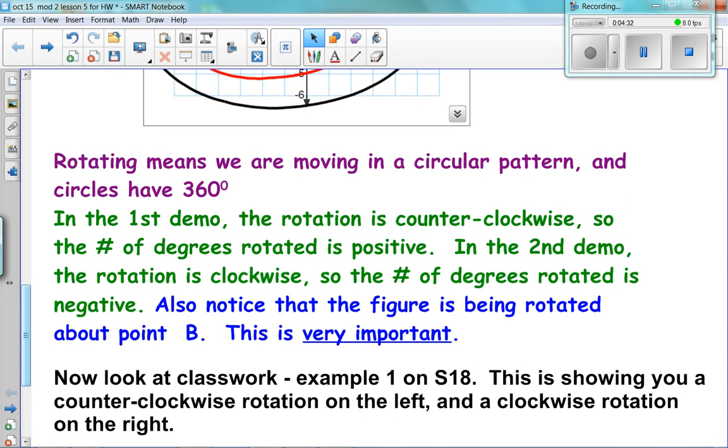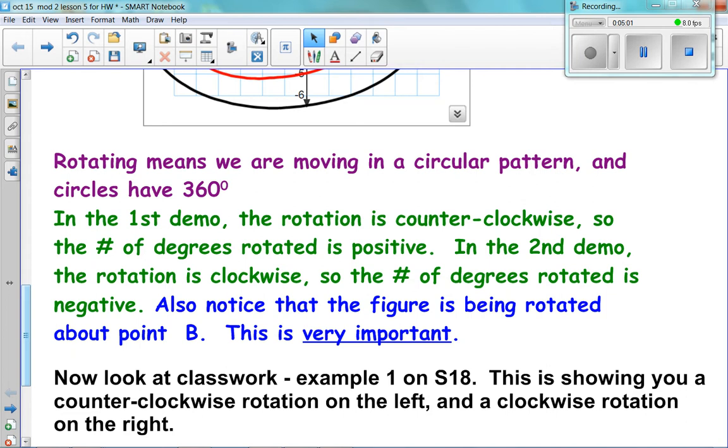Rotating means we are moving in a circular pattern, and circles have 360 degrees. In the first demo, the rotation is counterclockwise, so the number of degrees rotated is positive. In the second demonstration, the rotation is clockwise, so the number of degrees rotated is negative. Also notice in those 2 demonstrations that the figure is being rotated about point B. Everything is moving based on point B. This is very important.